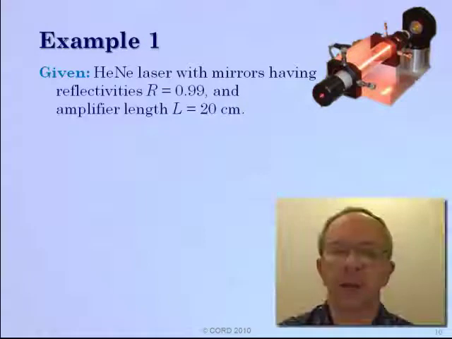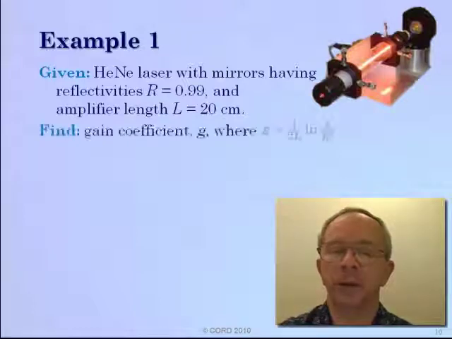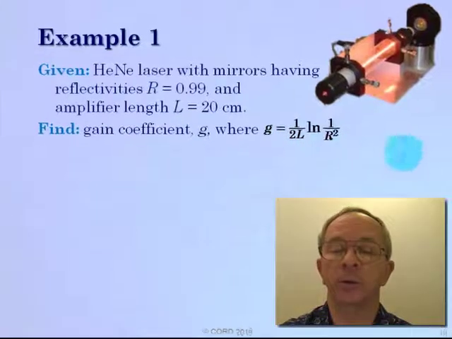Let's look at an example. Helium neon lasers with mirrors having reflectivities of 0.99 and an amplifier length of 20 centimeters. We can find the gain coefficient if we use this formula. G is equal to 1 over 2L times the natural log of 1 over R squared.